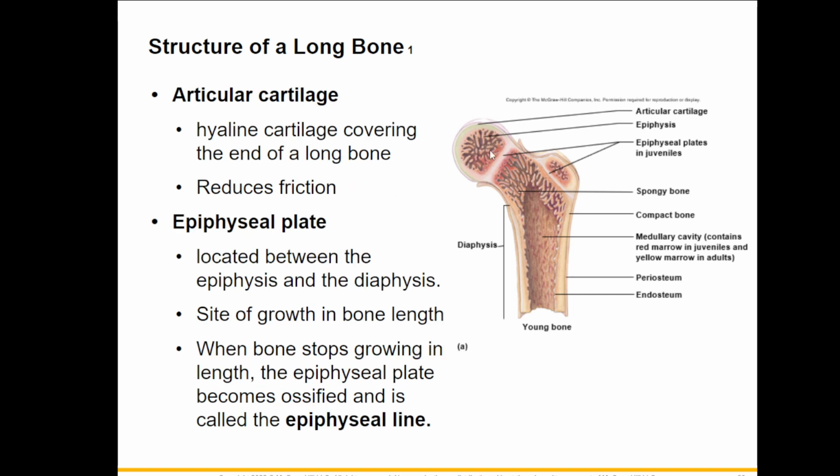Now, outside the epiphysis is a thin layer of cartilage, and we call that the articular cartilage. In English, when you say articulation, it means connection. So basically, in this sense, the articular cartilage is the one that helps connect this bone to the next bone. That's how it is.